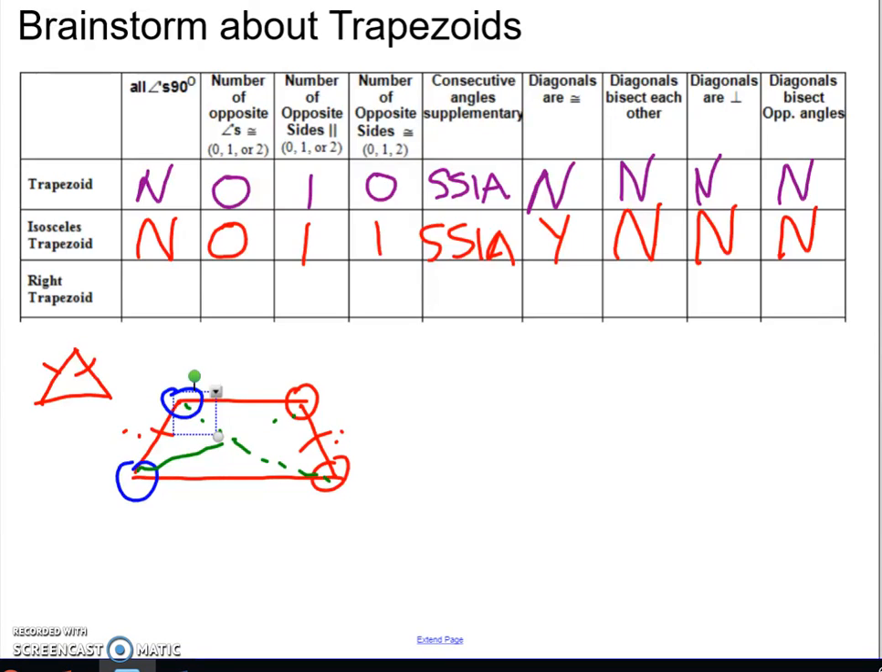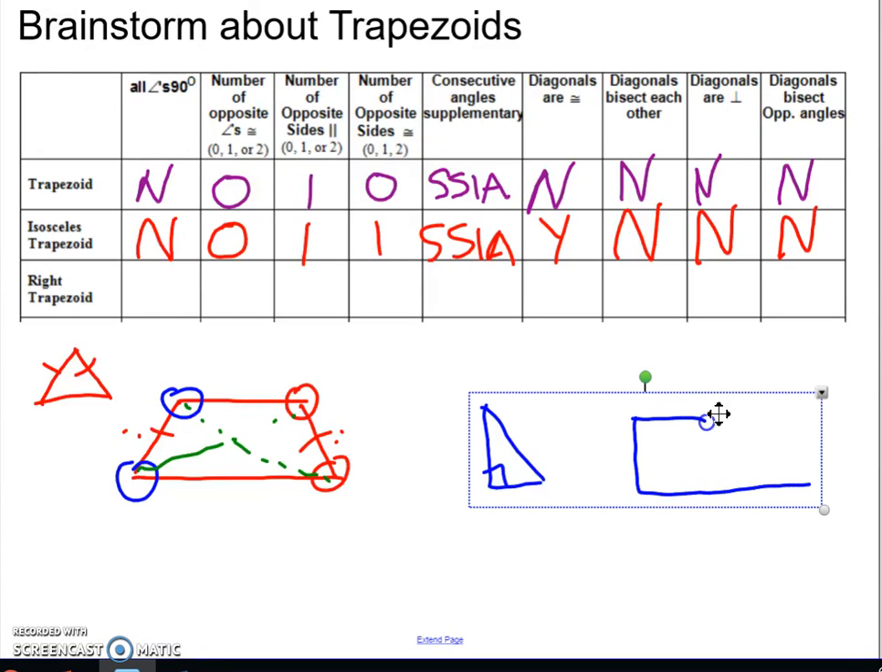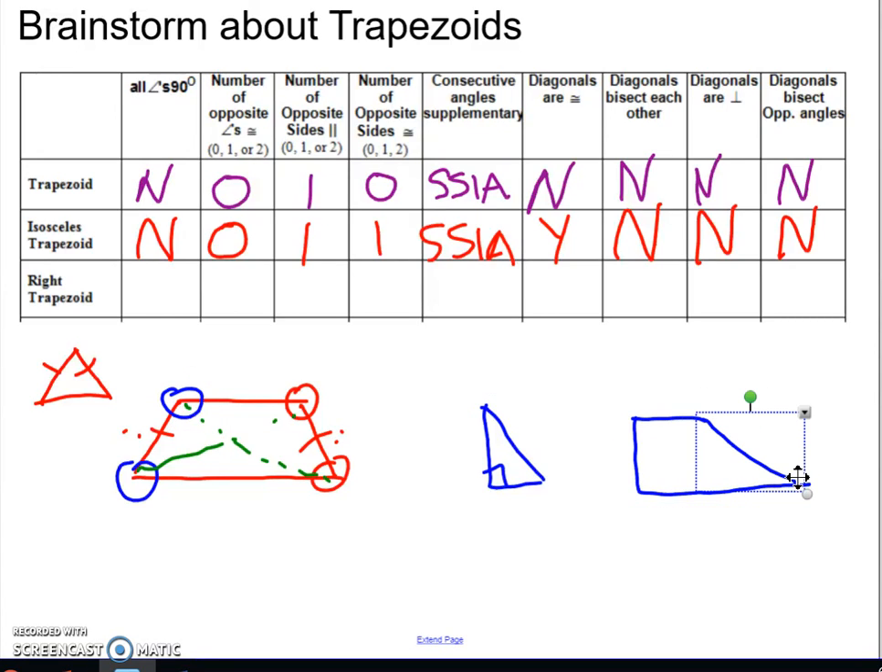The last kind, special kind, is a right trapezoid. So just like a right triangle has a right angle there, a right trapezoid has a right angle. So for a right trapezoid, there are two right angles, because if these are parallel and this makes a right angle, then this would have to make a right angle as well.